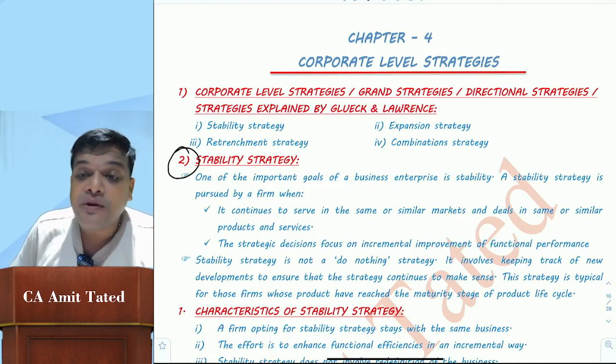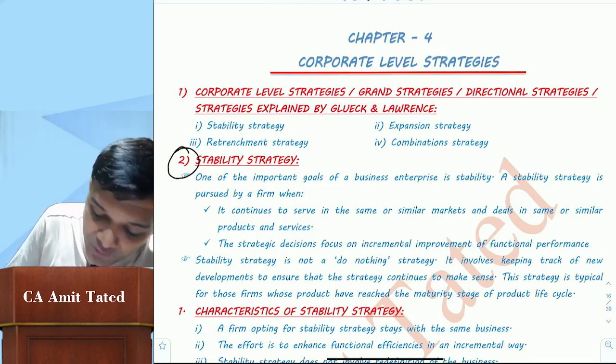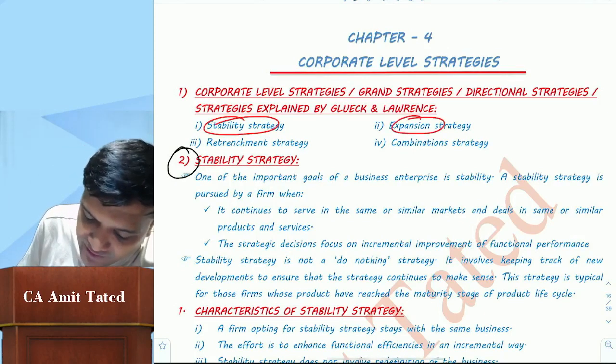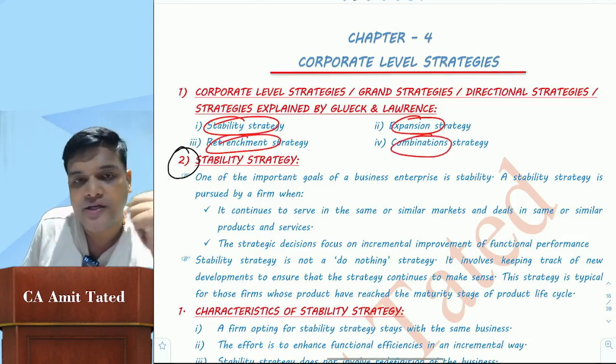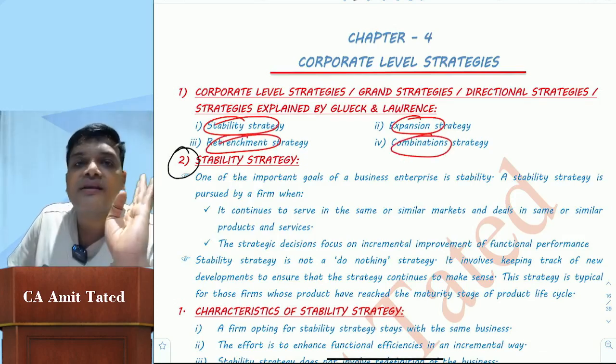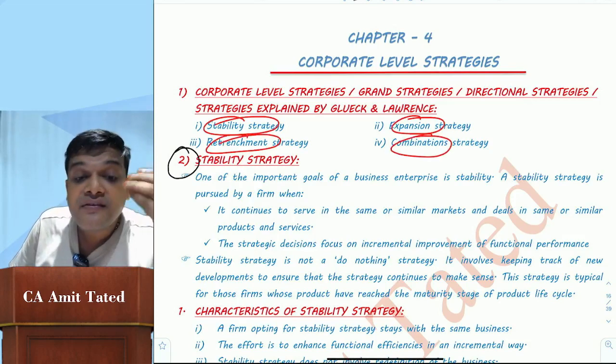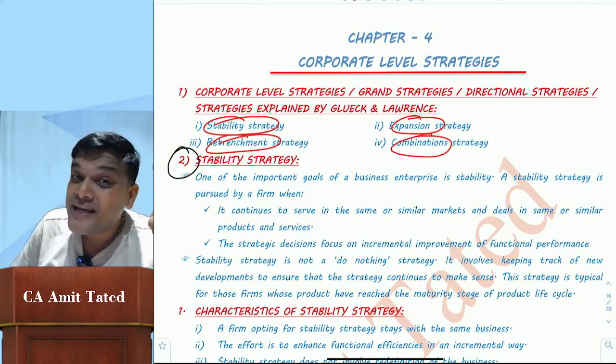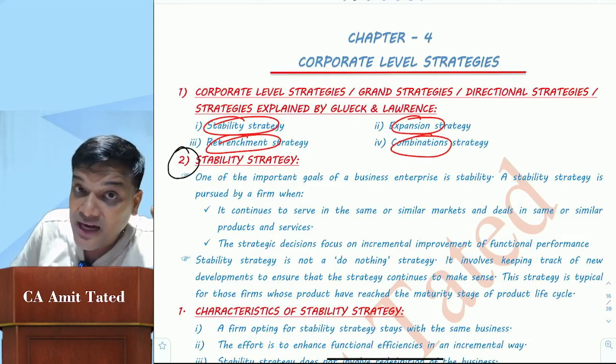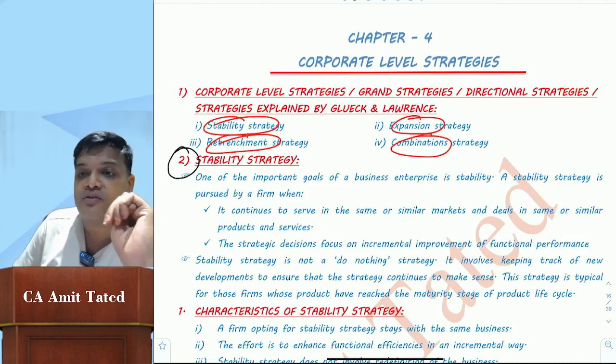Chapter 4 says corporate level strategies. Now understand, corporate level strategies are 4 strategies. One is stability strategy, one is expansion strategy, one is retrenchment, and one is combination. To be very precise, now who will decide these 4 strategies? This is something which will be taken care of by Tata Group. You are already aware about Tata Group. Tata Group will decide these 4 strategies, corporate level strategies.